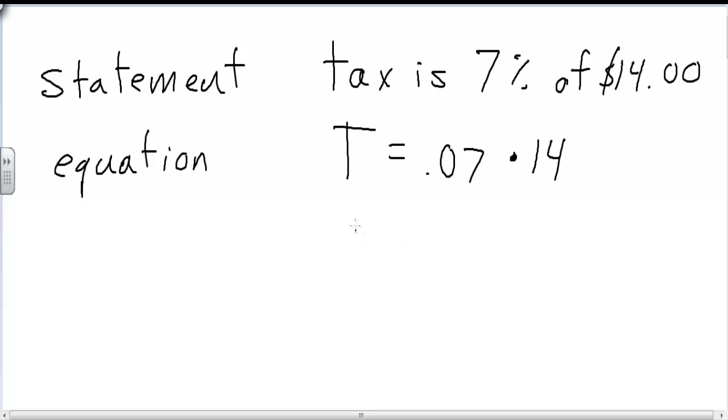And when I multiply that out, I'll end up with 0.98, which in our context means 98 cents. So we can say the tax on a $14 item is 98 cents.